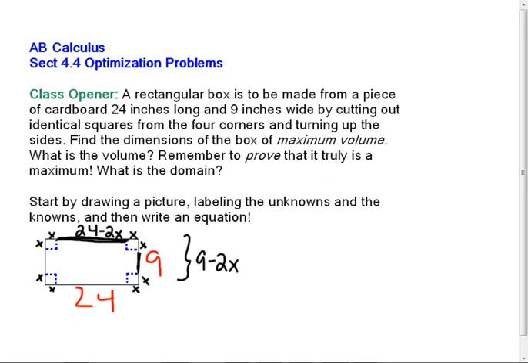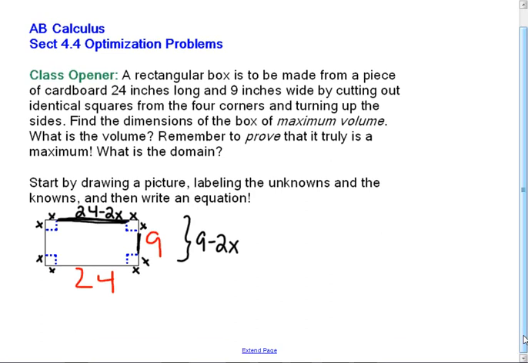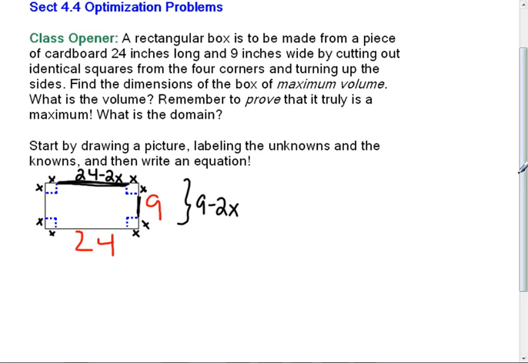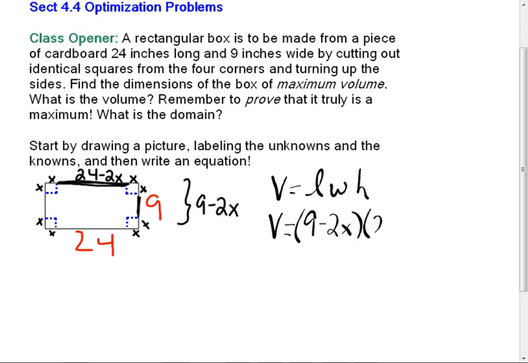The hard part is, of course, finding the formula that you want to maximize. The calculus is not that hard. The calculus is just taking the derivative. Getting the problem set up is where it's hard. So what is the volume? How do you find the volume of that box? It's length times width times height. So it's what? 9 minus 2x times 24 minus 2x times x.